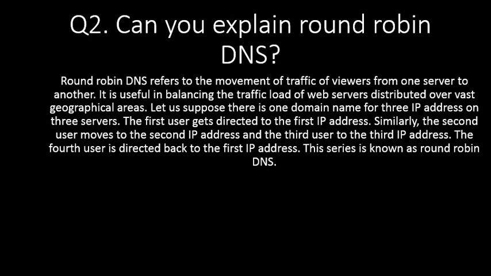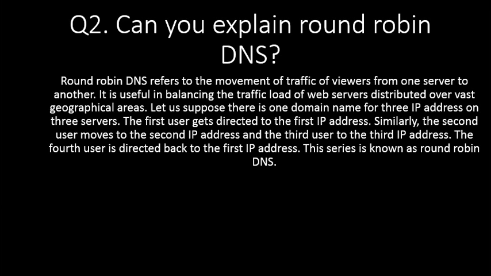Let us suppose there is one domain name for 3 IP addresses on 3 servers. The first user gets directed to the first IP address. Similarly, the second user is moved to the second IP address and the third user is moved to the third IP address. The fourth user is directed back to the first IP address. This series is known as round-robin DNS.